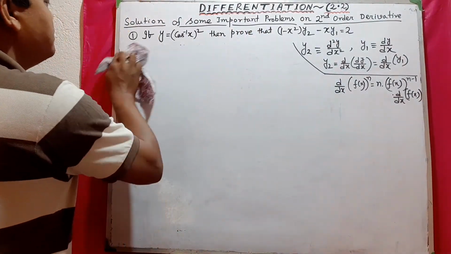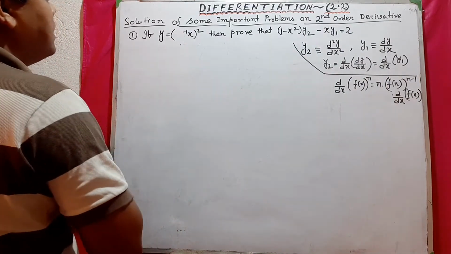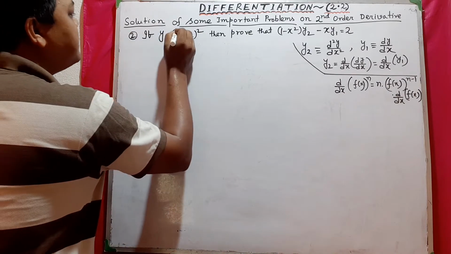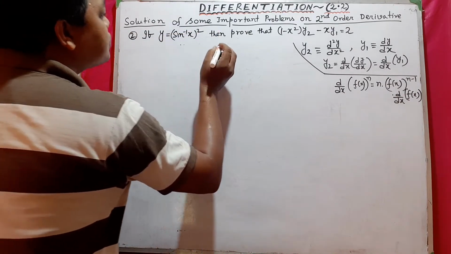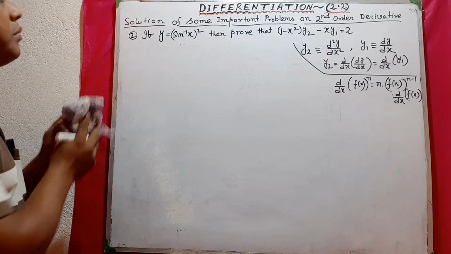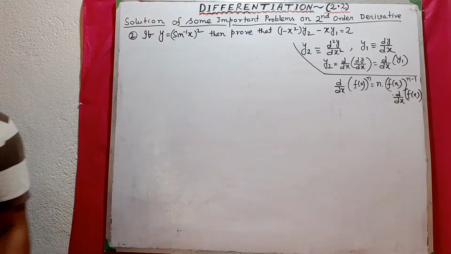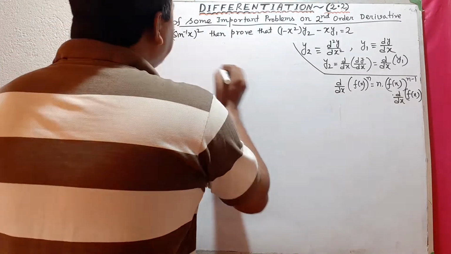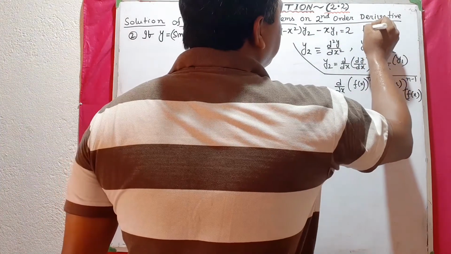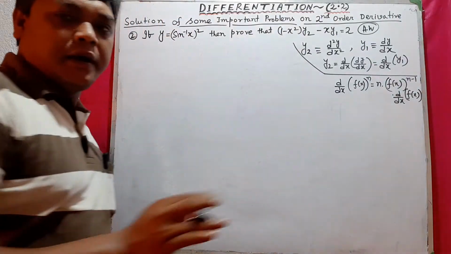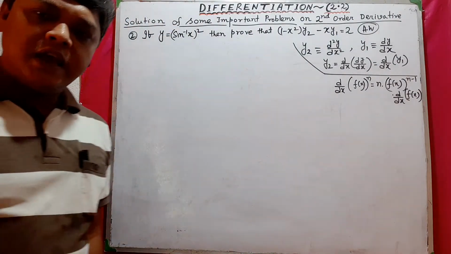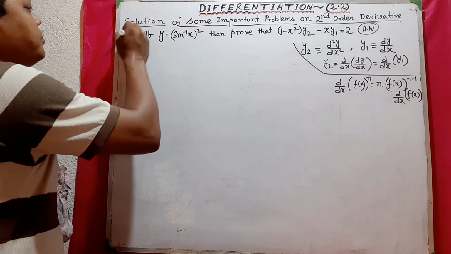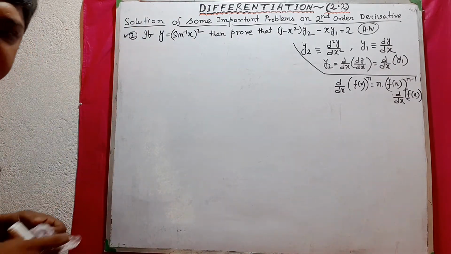Problem number 2, y equals sin inverse x whole square, then prove that, same as problem 1, 1 minus x square into y2 minus x y1 equals 2. I hope you can solve this problem as homework, as it is, at home. If you face any difficulty, comment in the comment box. Okay, so next, problem number 3. Problem number 2 you can solve easily.